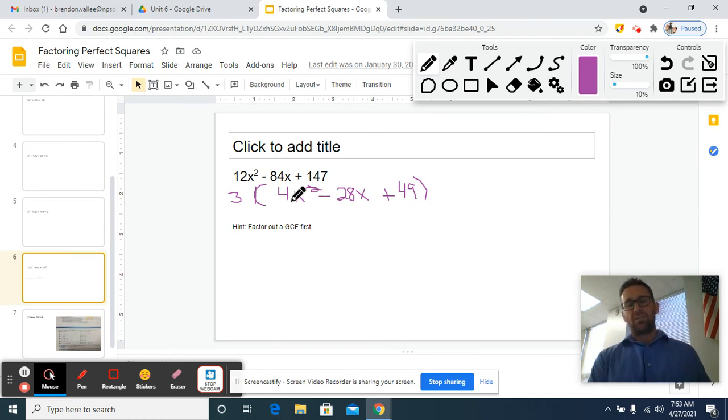And then obviously the square root of 4 is 2, the square root of 49 is 7, so that'd be 2x minus 7, 2x minus 7. And that 3 is going to stay there.